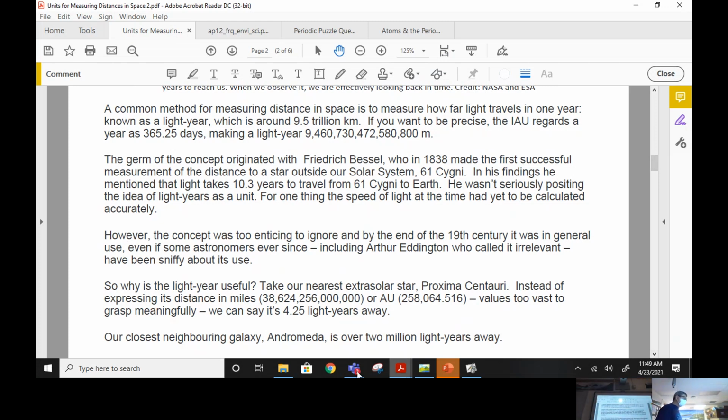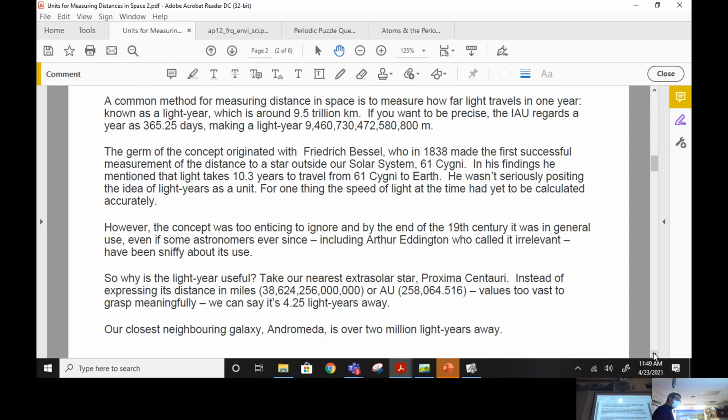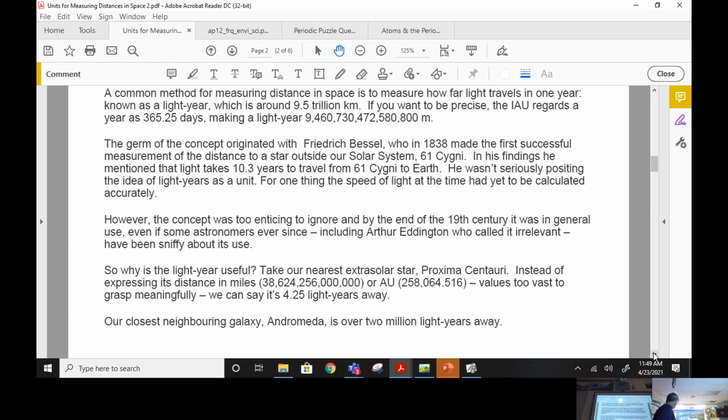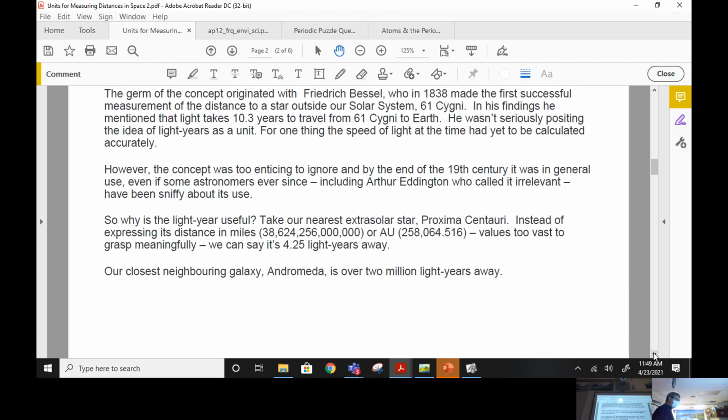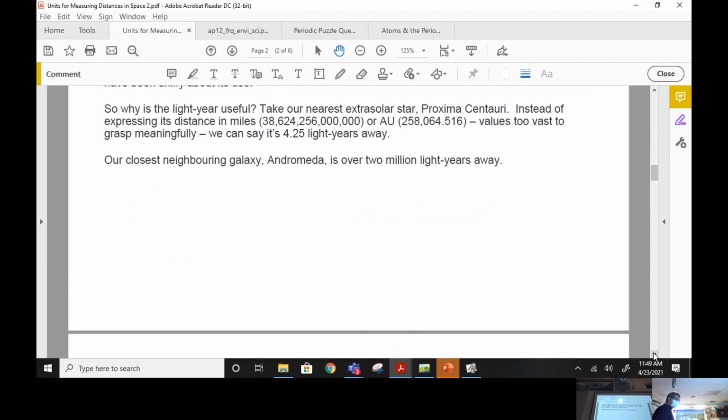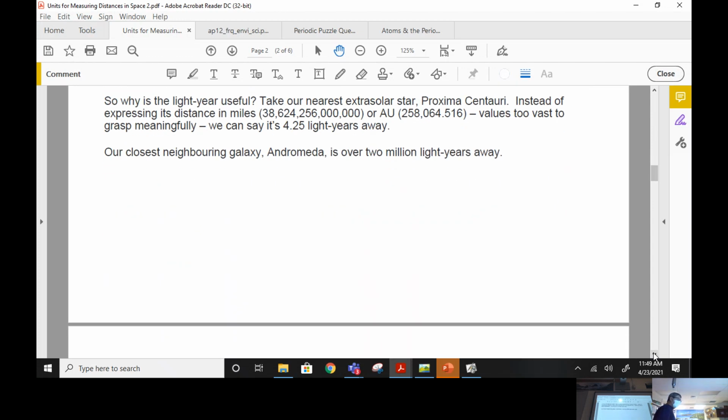On the other hand, our closest neighboring galaxy is 2 million light years away. So Proxima Centauri is in the same galaxy as we are. It's in the Milky Way galaxy. But Andromeda, a different galaxy, which you can see naked eye if you look in the right part of the sky on a dark night in the wintertime, is 2 million light years away, our nearest neighbor galaxy. Wait, what galaxy are we in? We're in the Milky Way galaxy.